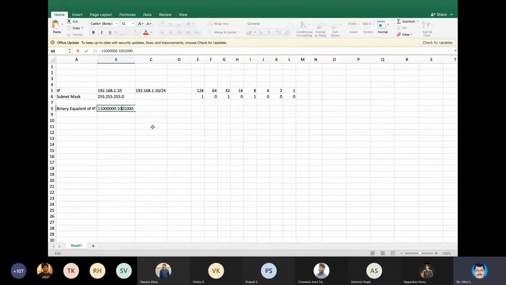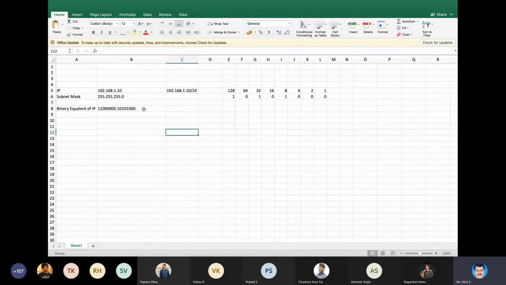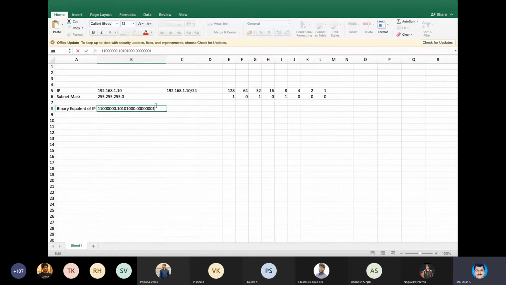Yeah, I think I made a typo while writing. Fine. Now 1, I need not calculate. 7 zeros. 1, 2, 3, 4, 5, 6, 7. 7 zeros and 1. 10, I know.